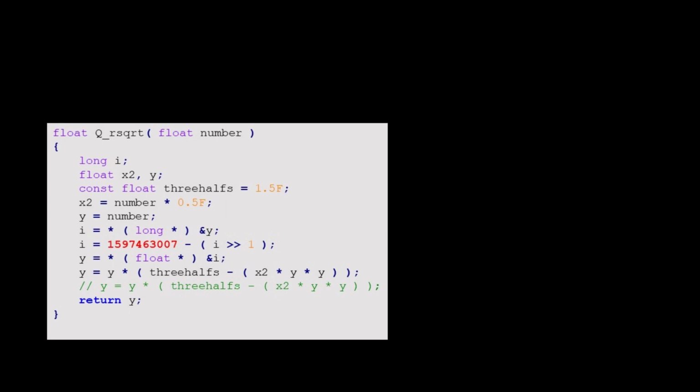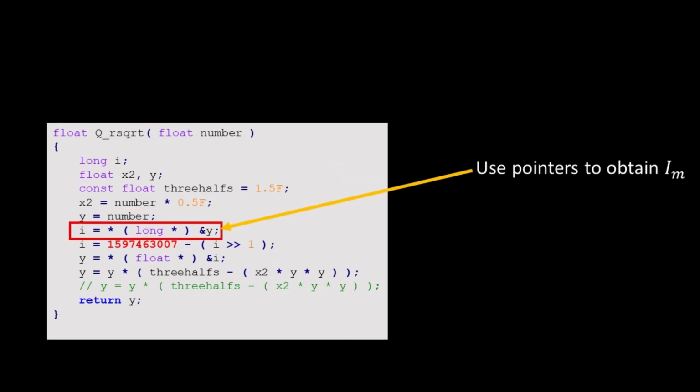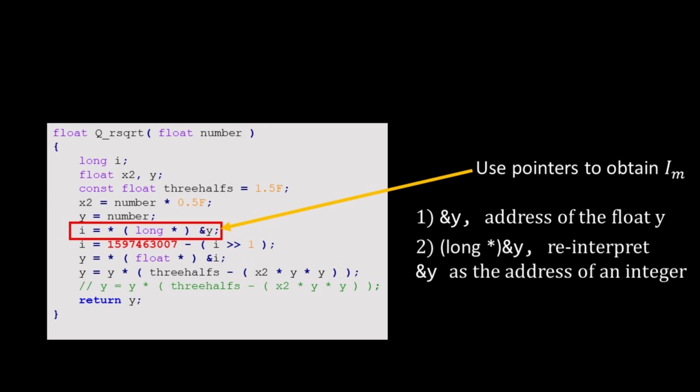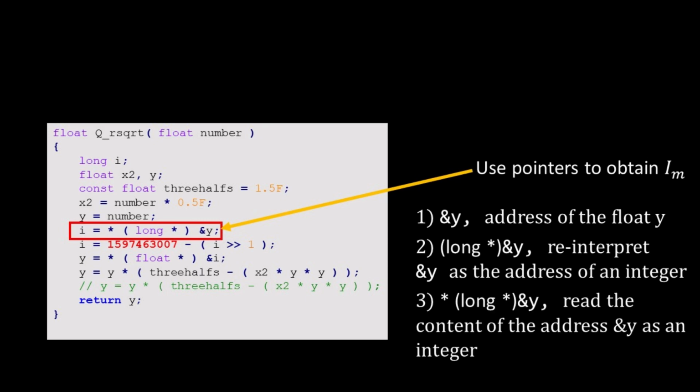There is our magic number in base 10. This line of code assigns the number m, of which we want to take the inverse of the square root, to this variable, and uses pointers to obtain the integer representation of the floating point value m. Quickly explained, the ampersand operator takes the address of y, which is a float, and then we make a cast to convert this pointer to a float into a pointer to an integer. Then we read the content of that address as an integer and not as a float.